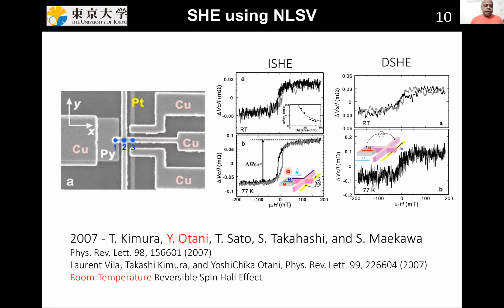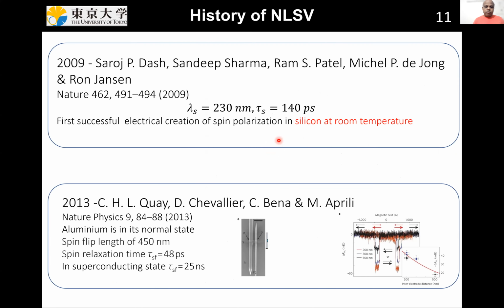After that, there was another breakthrough in the year 2007 in the Otani group, where I was working. They showed that using non-local spin valve devices, you can measure the spin Hall angle of platinum at room temperature. And further detail about this experiment, I will talk about in later slides of this talk. But there are also some other important things that happened.